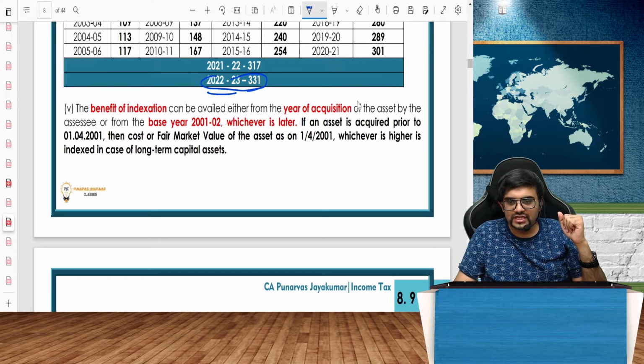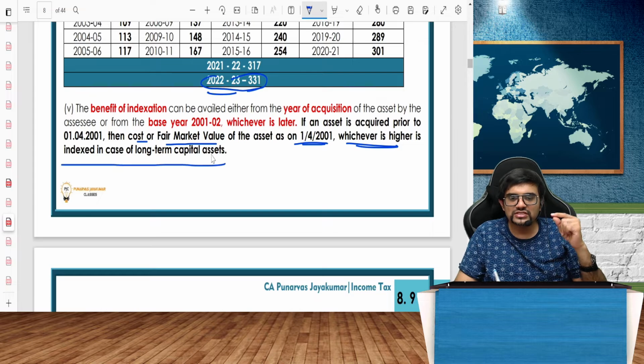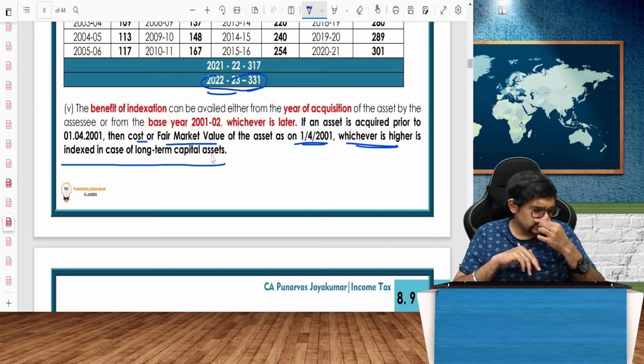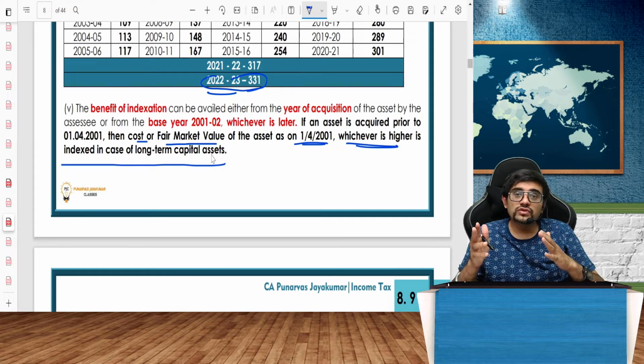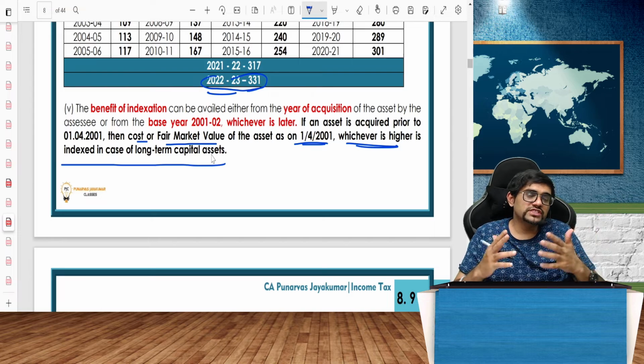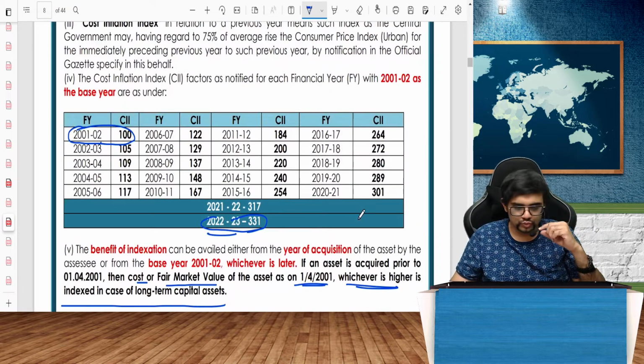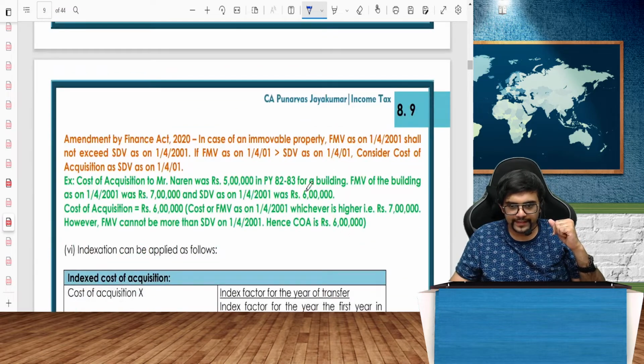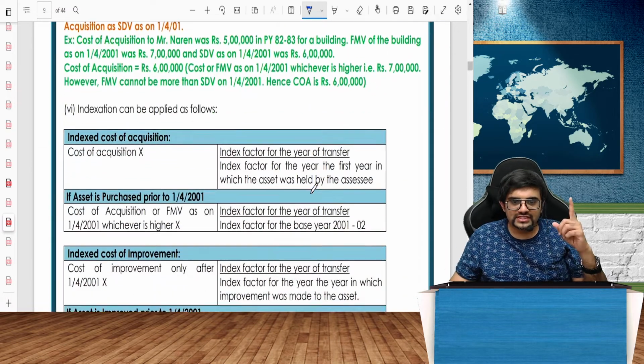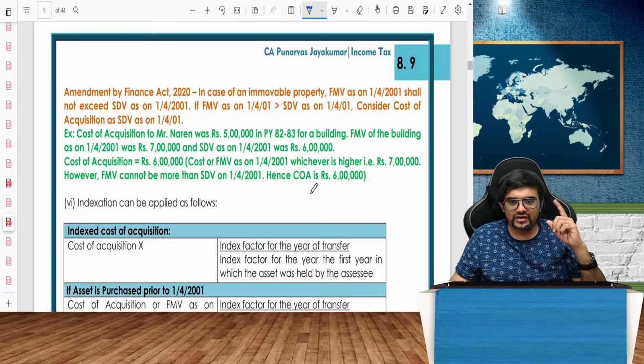Correct? So if the asset is acquired prior to 1/4/2001, cost or fair market value as on 1/4/2001, whichever is higher, is indexed in case of a long-term capital asset. So I should take FMV as on 1/4/2001 or the actual cost, whichever is higher, because the indexation concept came only in 2001 and 2. This we have discussed in the previous class.